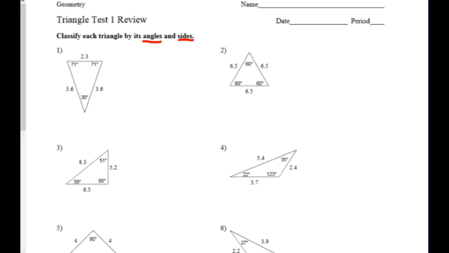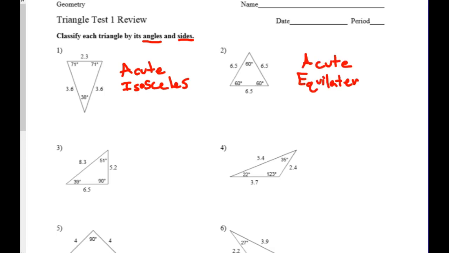So number 1, looking at the angles, each angle is less than 90. We call that acute. I look at the sides and I have 2 that are the same, so that's isosceles. Again, 2 equal sides, isosceles. Okay, number 2, we have an equilateral triangle, and all the angles are less than 90, so that's acute, equilateral. The order does not matter when you're doing this.